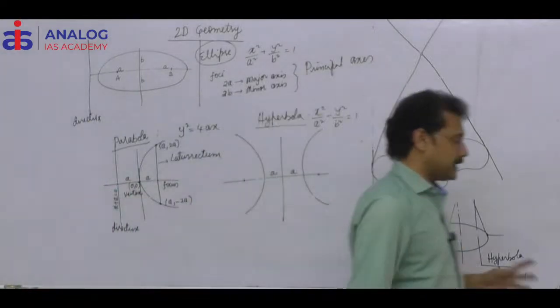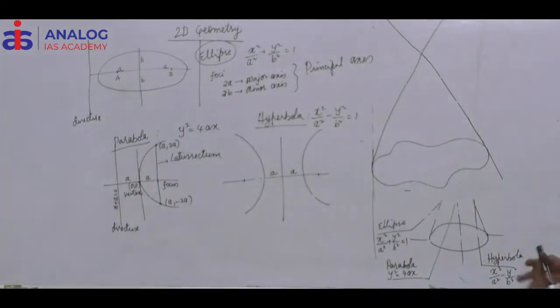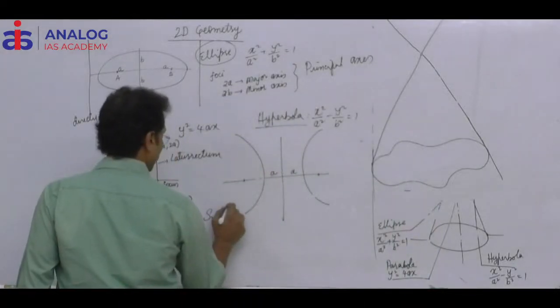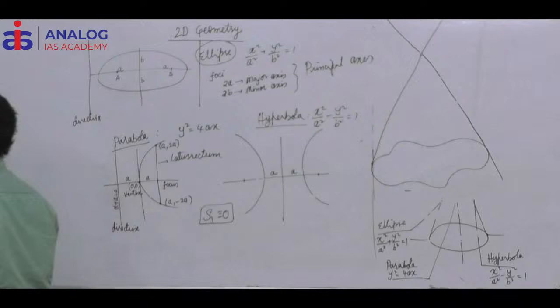That's it. Tangents and all those things are again the same thing. S1 equal to 0 is a tangent on this. Got it? Any more questions? Done?